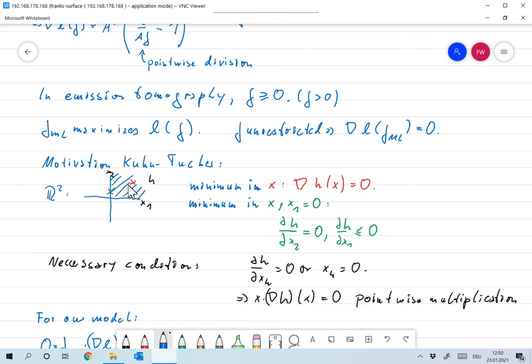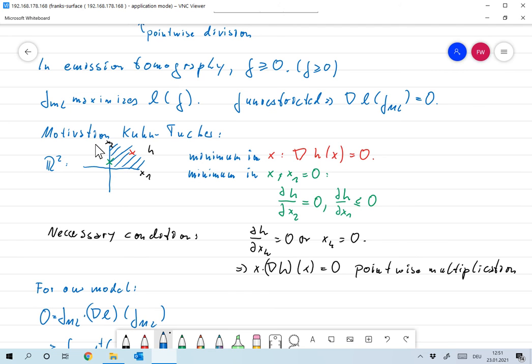Let's assume that we're trying to maximize a function h, but not over the whole plane, but just in the upper right quadrant where x1 and x2 are larger or equal to zero. Let's assume that h has a maximum in this point x over here, so in the center of that part of the plane. Well, since I can go up and down and left and right, in no direction may h become larger, because h should have a maximum at this point. So that immediately means that the gradient of h at this point should be zero, and that's for all components.